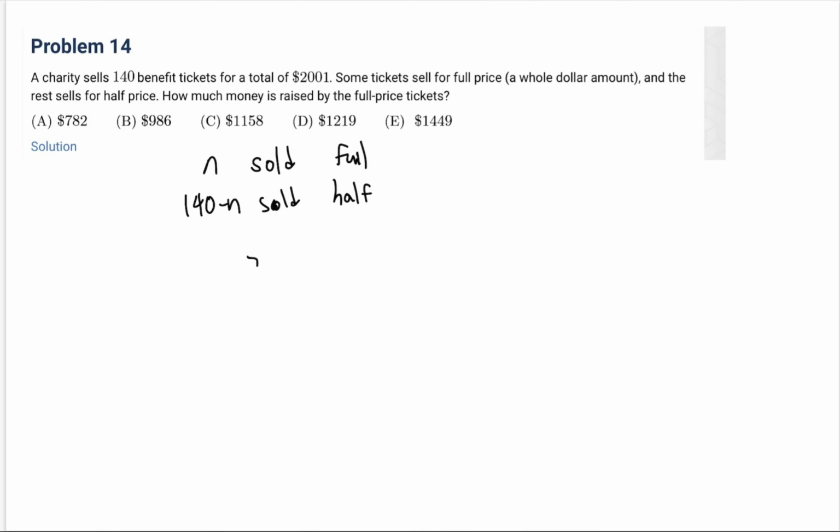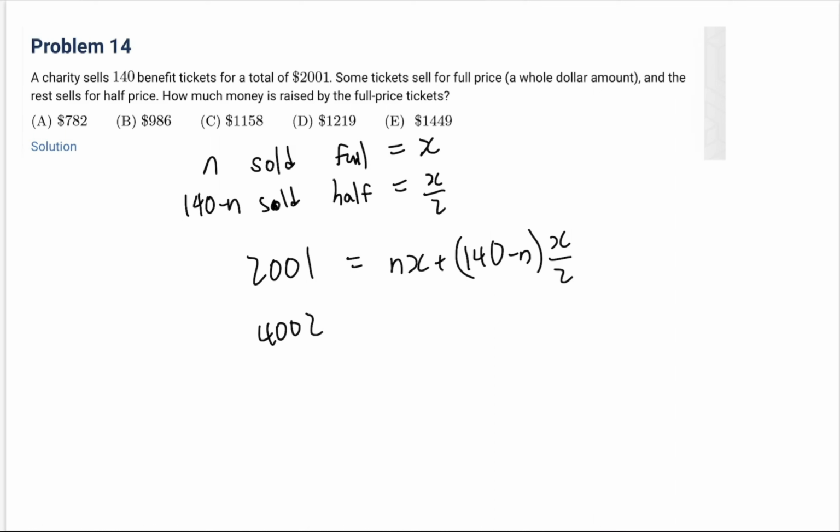So 2001 equals, if the full price is X, then half price would be X over 2. So it's NX plus (140 minus N) multiplied by X divided by 2. So this would be 4002 equals NX plus 140X. And so this would be X times (N plus 140).